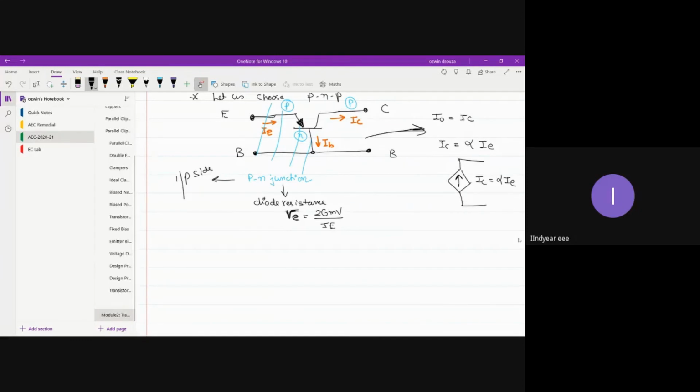Fine. So what do I have? I have input resistance RE on the input side, and I have a controlled source, IC equal to alpha times IE. Now, why alpha? Because it is common base configuration. In common base configuration, the current gain is alpha. In common emitter configuration, the current gain is beta. And for common collector, the current gain is going to be alpha.